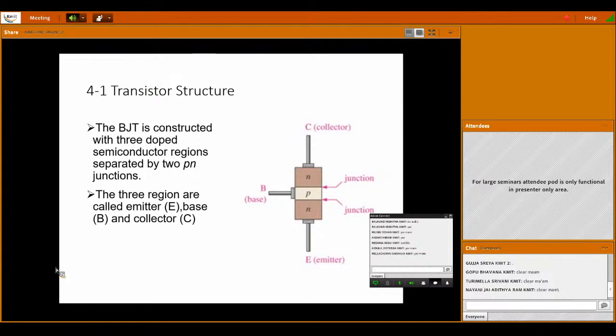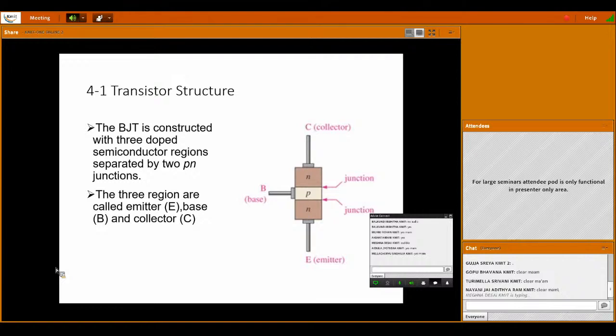Now the BJT is constructed with three doped semiconductor regions. We already know what doping is: adding impurities is called doping. Because I require 3 regions, I have 3 doped semiconductors. Out of those 3 doped semiconductors, two are n-type. The middle region, which is the base, is a p-type material.